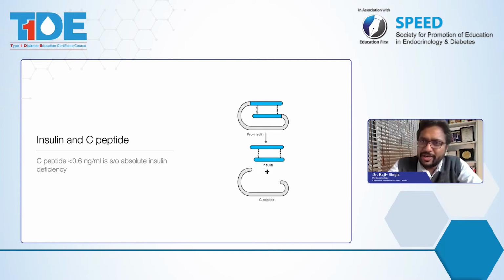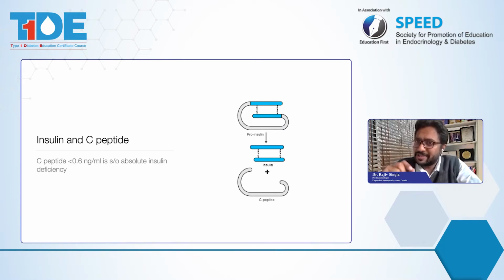Now the insulin is secreted from the pancreas. Before it is secreted, there is another molecule. It's not that the body only makes insulin. The beta cells in the islets of Langerhans, which produce insulin, initially make a larger molecule called proinsulin. Then they trim it down to two different molecules. One is called insulin and the other is called C-peptide.